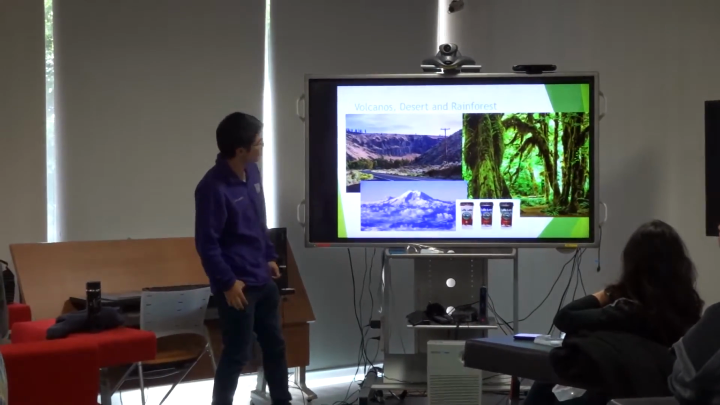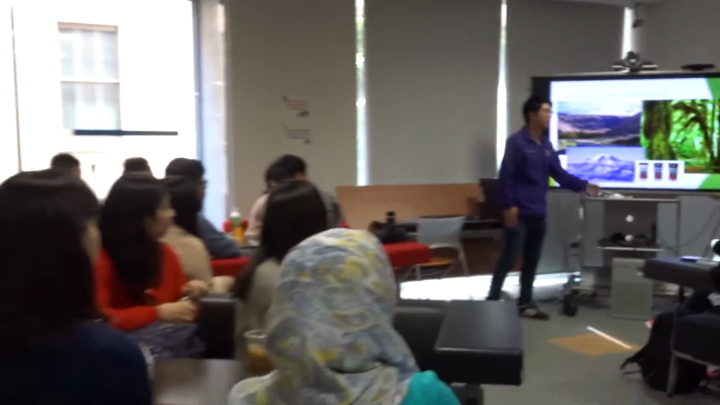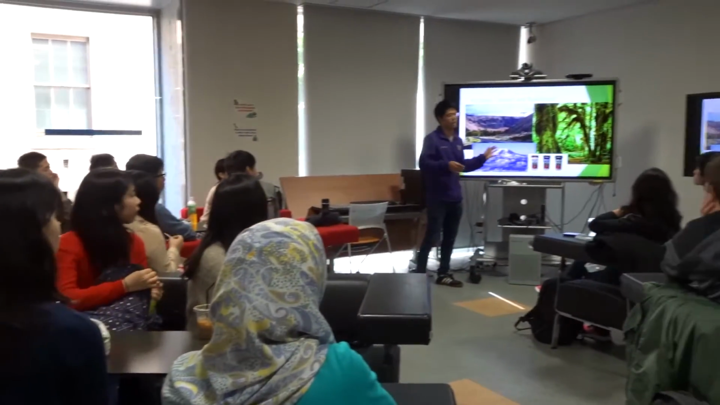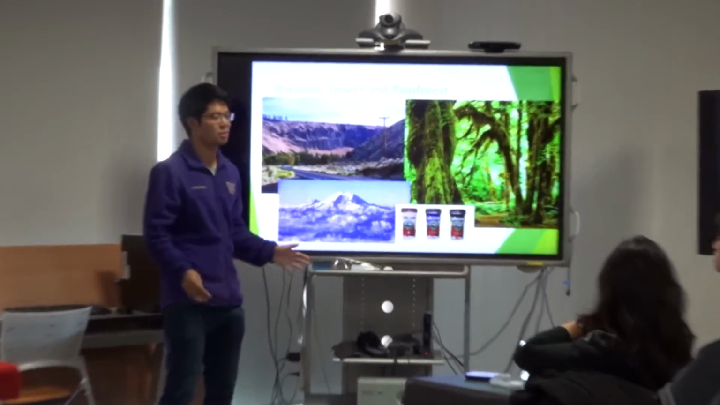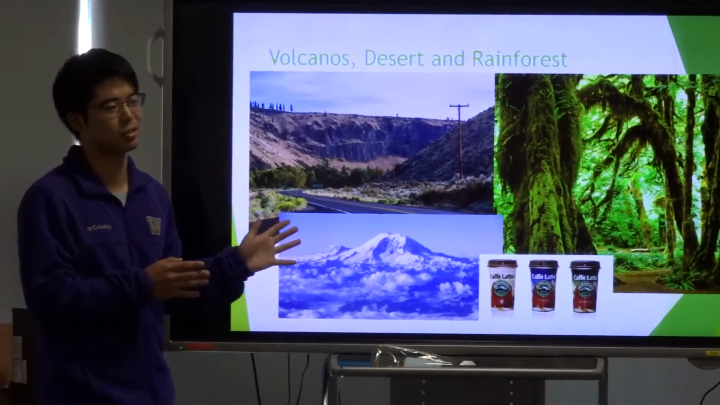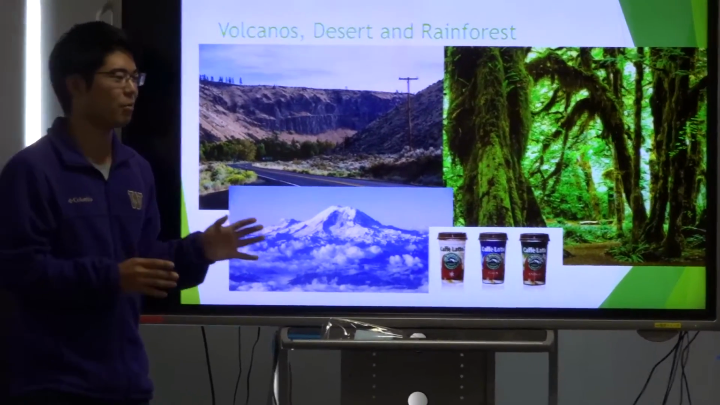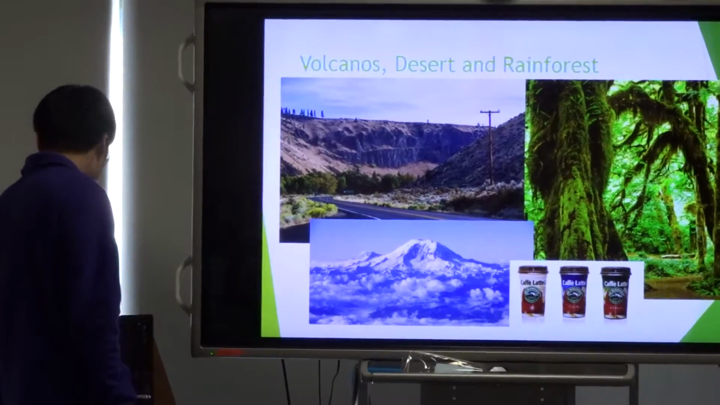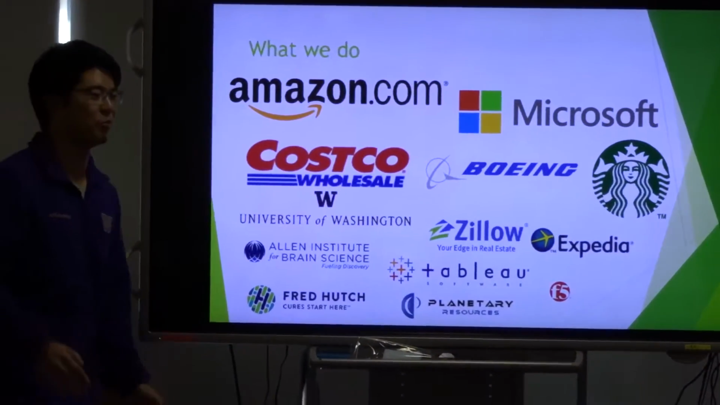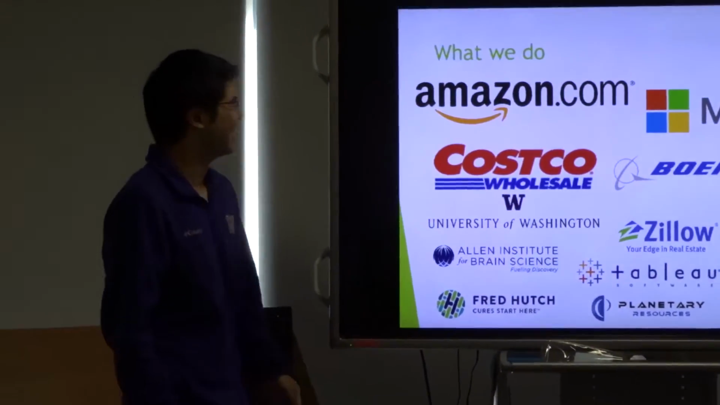And then last, we have the rainforest. You guys might think this is the Amazon, but this is not the Amazon. This is a rainforest we have on the western part of the state. And it's called a rainforest because it rains a lot, and that's how it became a rainforest. We don't have an Amazon, we have our own Amazon.